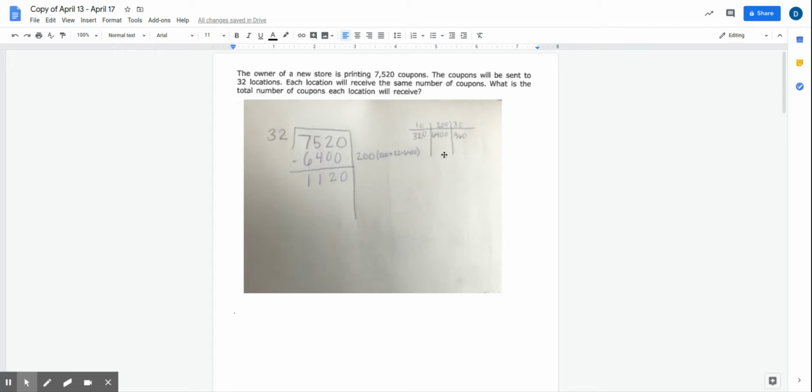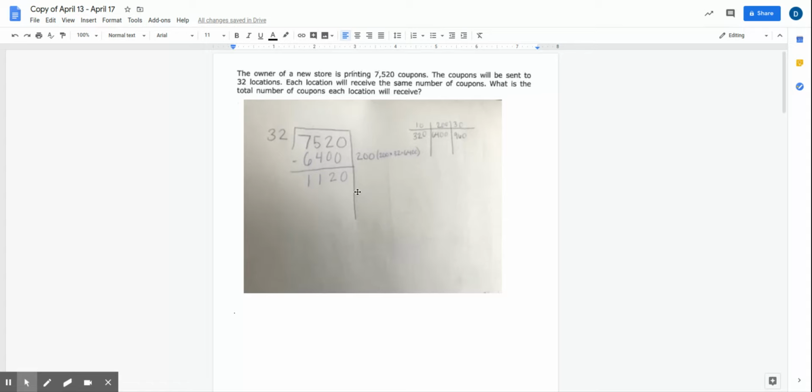After that, I wrote a few of the multiples of 32. 1 times 32 is 32, 2 times 32 is 64, 3 times 32 is 96. Then I just added a few zeros after the numbers to make them a little bit bigger. Now I decided that at least 200 groups of 32 will fit into 7,520. 200 times 32 is 6,400, so I wrote that number here. I subtracted and got this number.